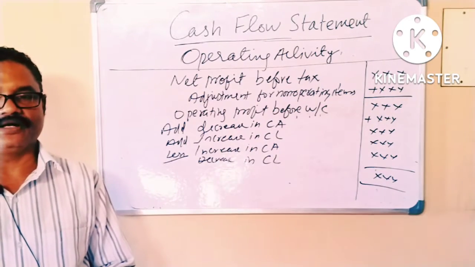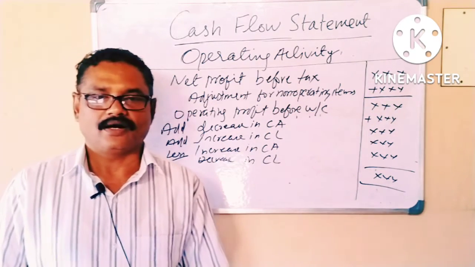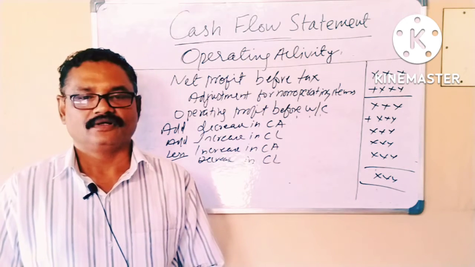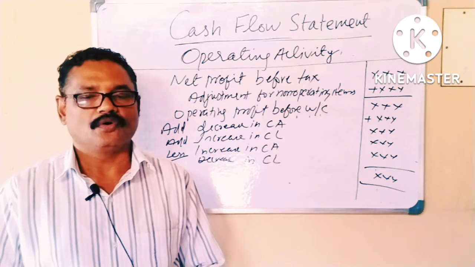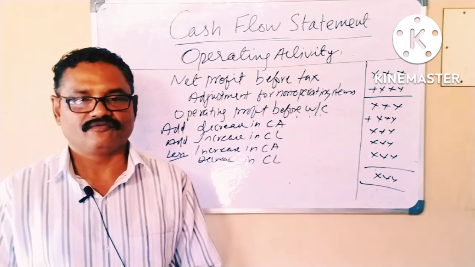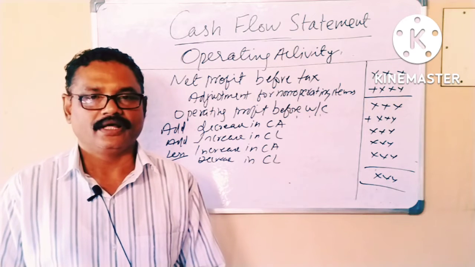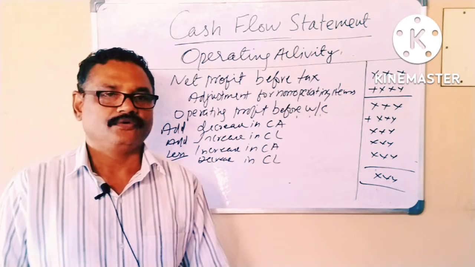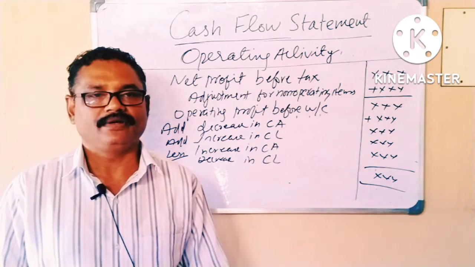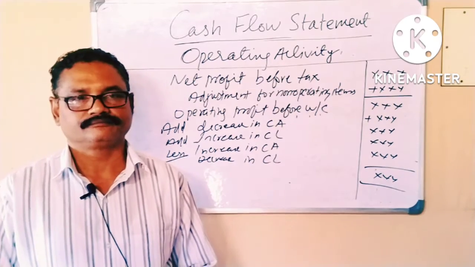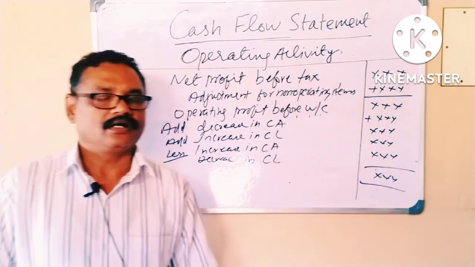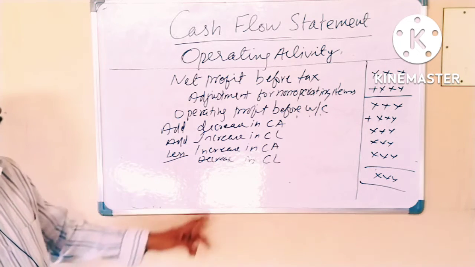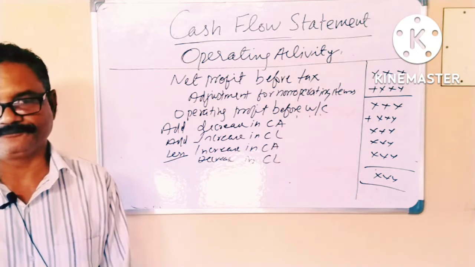How are you, students? Today we are going to study how to prepare operating activity in the cash flow statement. Last class, dear students, we already learned about the cash flow statement. You have already understood the meaning of cash flow statement. Now we are going to learn about the calculation of operating activity.